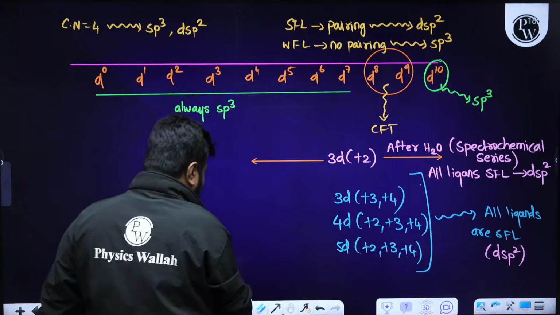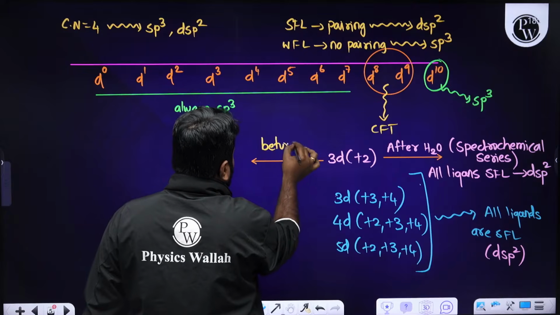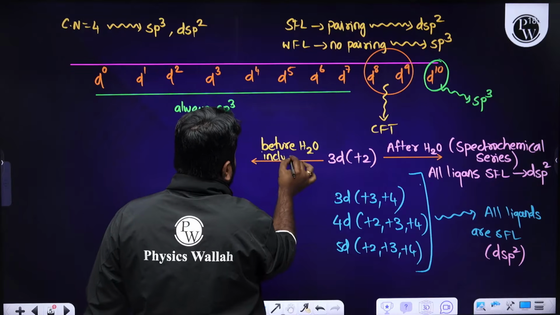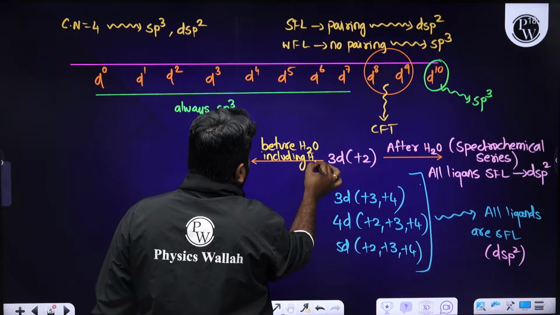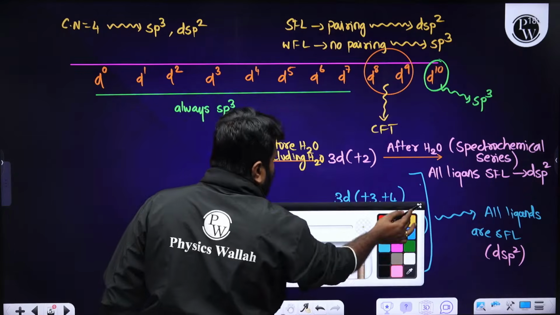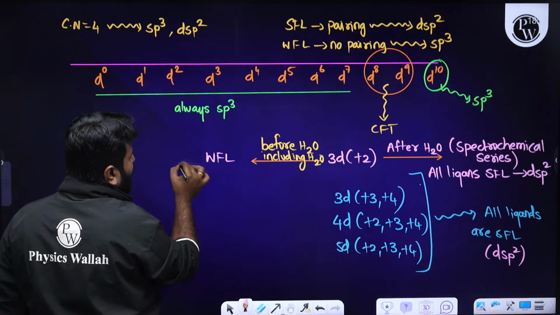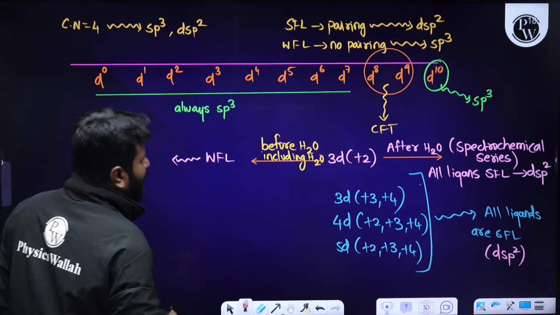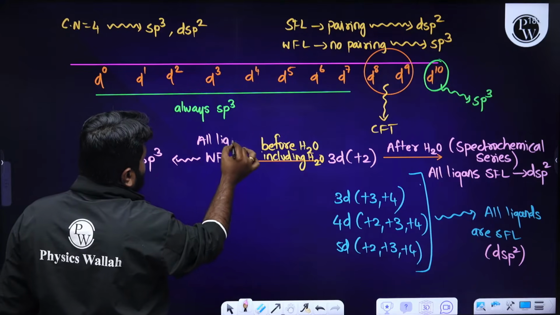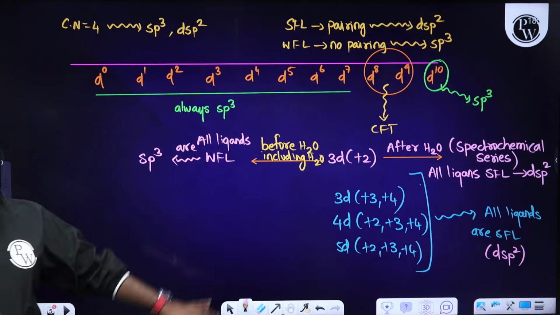Before H2O, please include H2O also. Including H2O, in the spectrochemical series, those ligands are weak field ligands. So automatically, what will be the hybridization? sp3. All ligands are weak field ligands. It is clear.